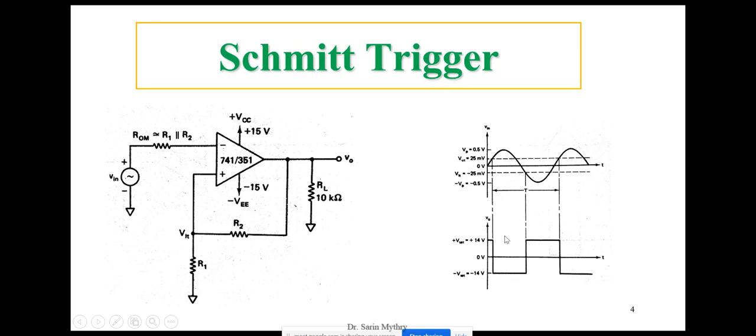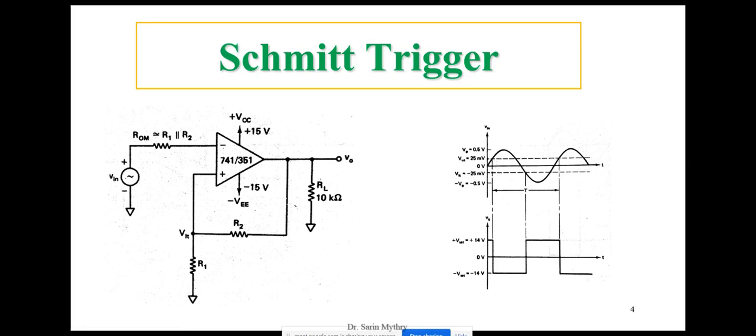See now, I'm getting the inverted output here, since I have connected my input to the negative terminal. If my input signal were connected to the positive terminal, I would be getting the in-phase one, which would be the same. Since I have connected to the negative terminal, I'm getting this kind of operation. So this is what happens in the Schmitt trigger.